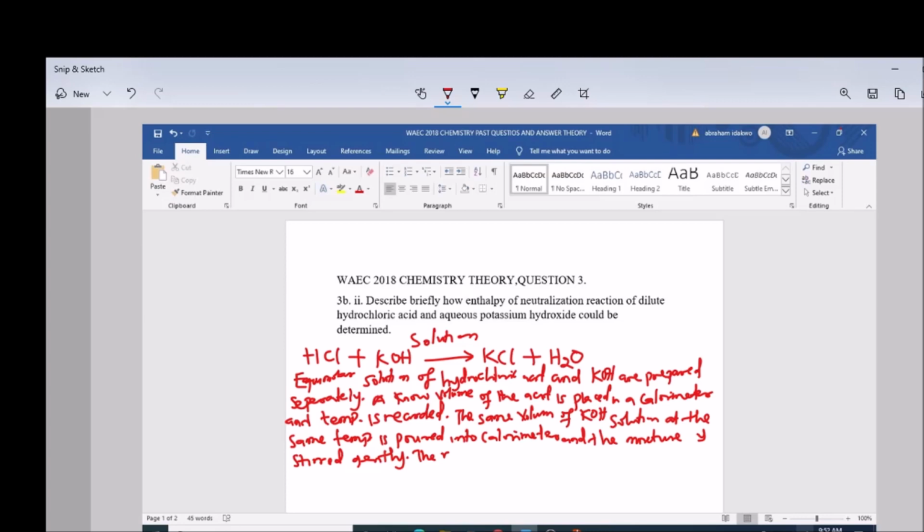It is the apparatus used for measuring the heat generated or absorbed by either a chemical reaction, change of phase, or other physical changes. So this is just the answer to the question asked, that is to describe briefly how enthalpy of neutralization of reaction of dilute hydrochloric acid and aqueous potassium hydroxide could be determined.